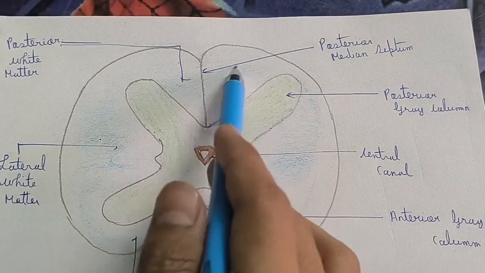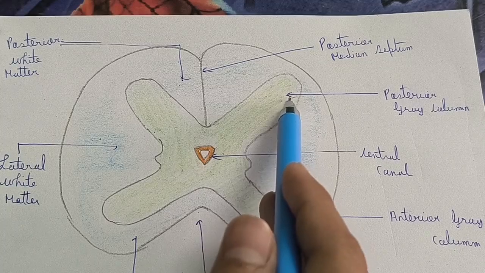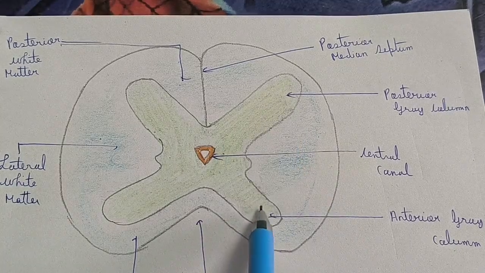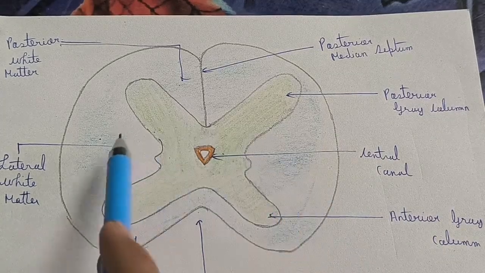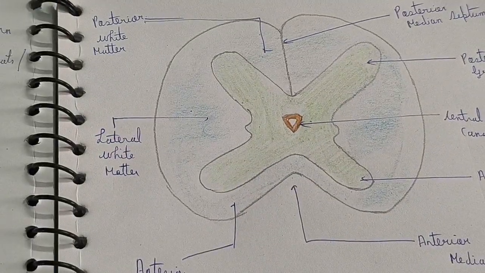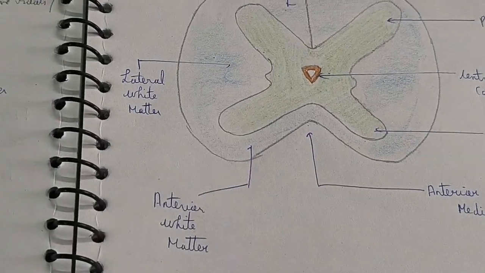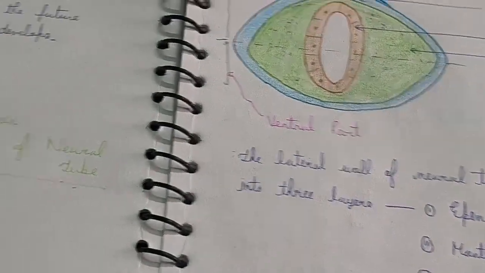And this is the whole white matter, and this whole white matter is formed due to the extension of the axons of the neurons present in the posterior and anterior gray column into the marginal layer. So this is the white matter. Later this white matter divides into posterior white matter, lateral white matter and anterior white matter. That's all.